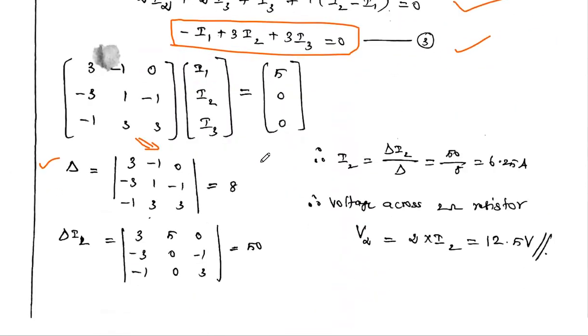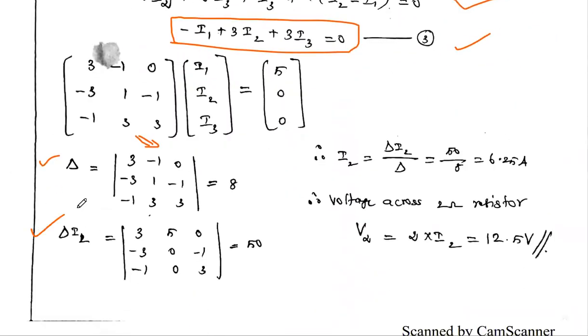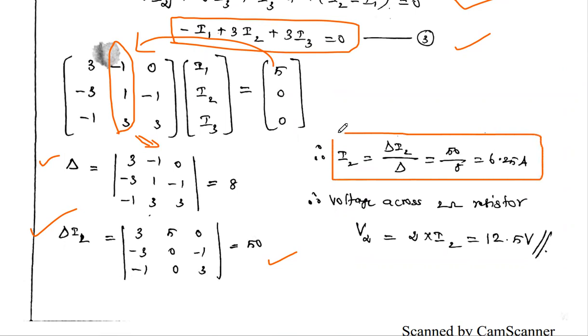So from that we have to find del I2. What is del I2? Replace the second column by the constant values. So we get 3, minus 3, minus 1, 5, 0, 0, 0, minus 1, 3. So we can get 50. Therefore the current I2 is the ratio of del I2 divided by del. If we divide, we get 6.25 amps.